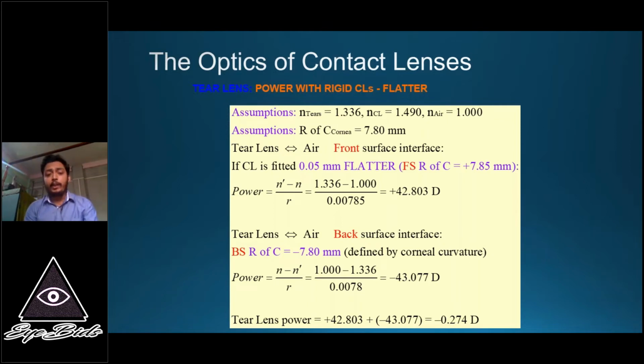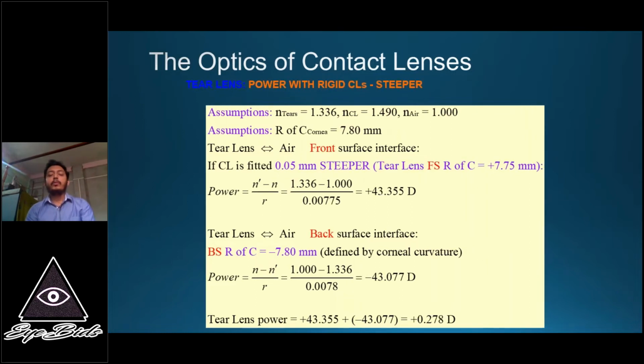Now if you see here, the same process is going on, and for the first surface we are getting 42.803, and for the second surface we are getting 43.07. So here we are getting an induced power of approximately 0.25 diopter, minus 0.25 diopter. So minus 0.25 diopter is induced when you are making the contact lens flatter by 0.05. Fine.